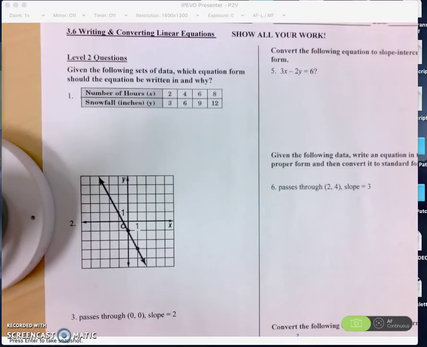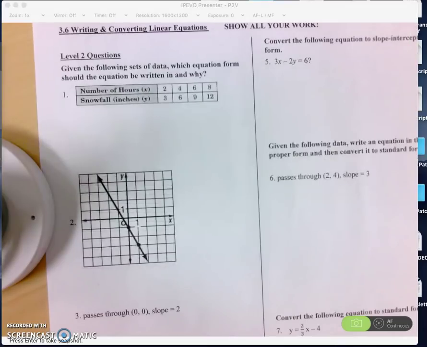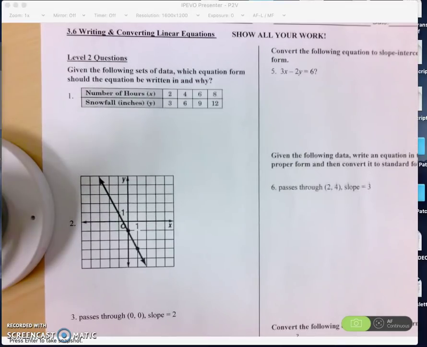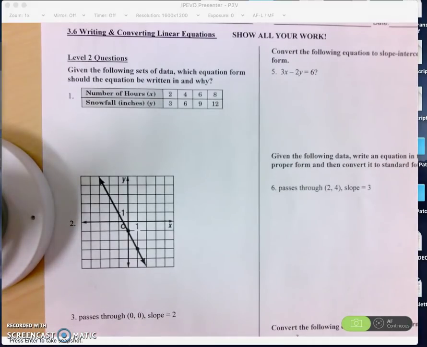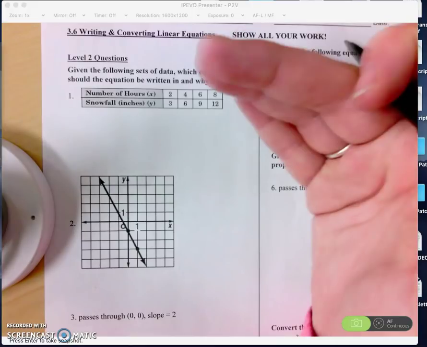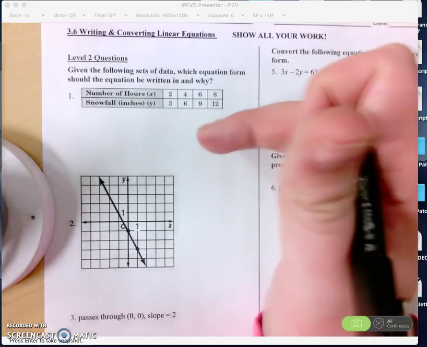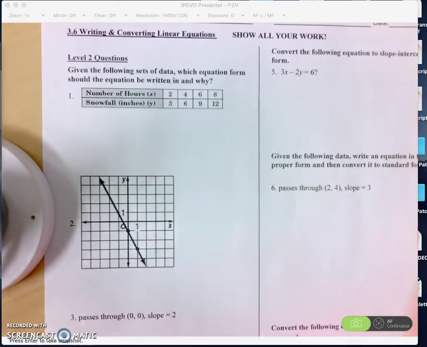Good morning, good afternoon. Today your assignment is to take your 3.6 Writing and Converting Linear Equations quiz and correct it. I'm going to go through all the problems and you need to write the correct answer on your test. Please write it in pen.